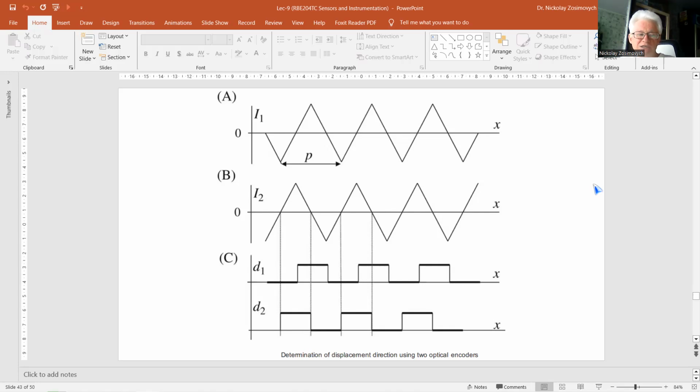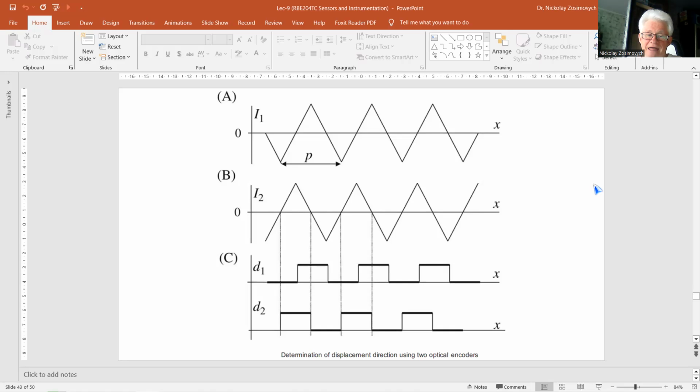Two pairs of masks are now positioned at a distance roughly N plus 1/4 of the pitch. A displacement results in two triangular signals according to figure D. It means they are half pi radians out of phase, as in figures A and B. And these triangular signals are converted to two binary signals, D1 and D2, having also a phase difference of half pi, as you can see in figure C.